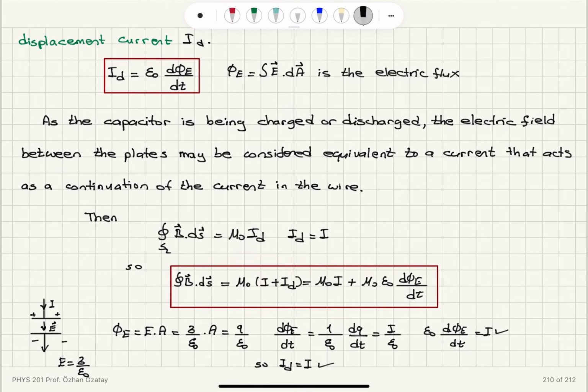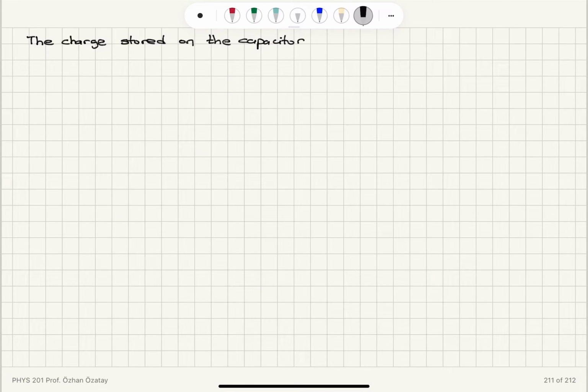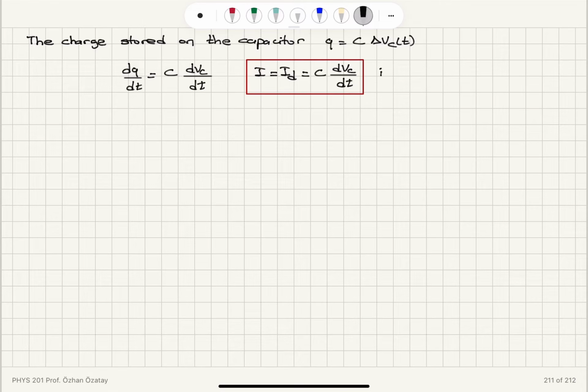The charge stored on the capacitor Q is equal to C times the voltage building up on the capacitor, delta Vc as a function of t. So if I look at dQ dt, the current, it is C dVc dt. So the current I, current on a capacitor, is equal to the displacement current, which is C, the rate of change of potential, dVc dt. So this is the displacement current.